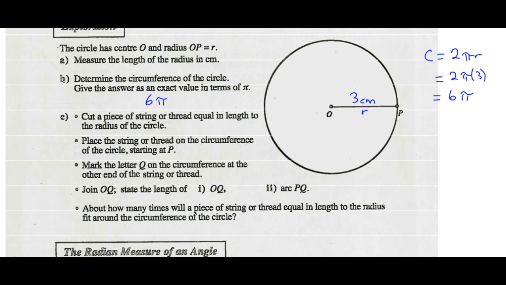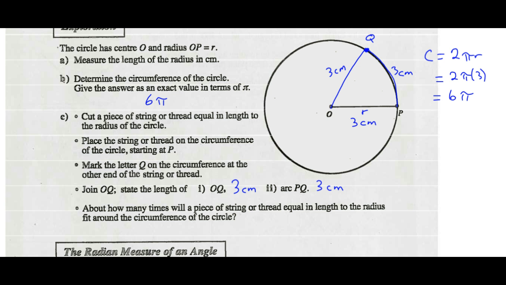Now cut a piece of string or thread equal in length to the radius of the circle, and place the string or thread on the circumference of the circle starting at point P. Mark the letter Q on the circumference at the other end of the string or thread. Join OQ, state the length of it. So we've got a piece of string the same length as OP. We measure it along here, and maybe Q is right here. So this is also 3 centimeters. There's point Q. It now wants us to join OQ. That's also the radius of 3 centimeters from the center to the outside. State the length of OQ. We just did that. That's 3 centimeters. And the length of PQ is also 3 centimeters because we cut that string the same length as OP and put it around the circumference.